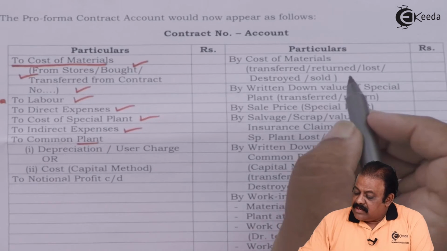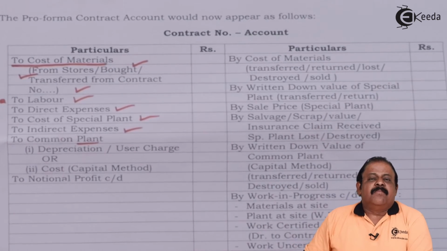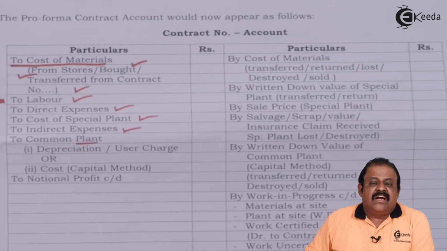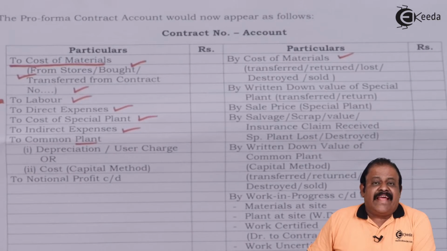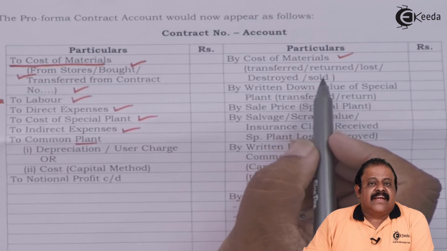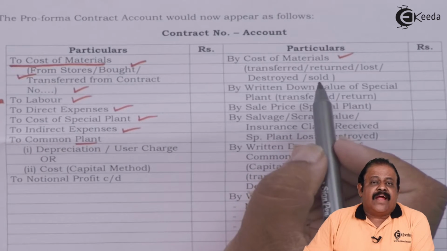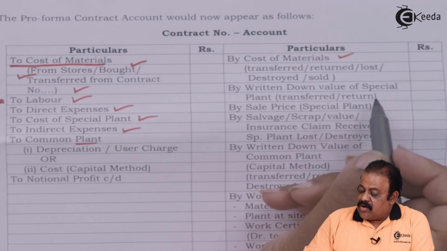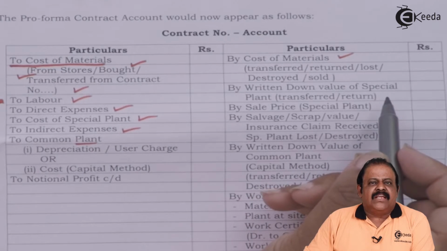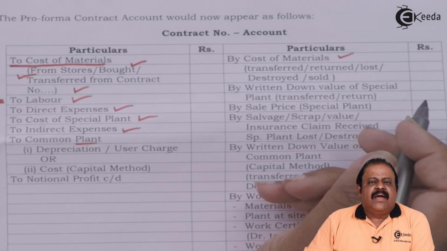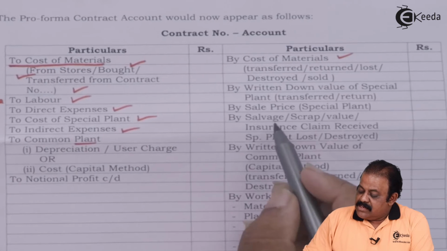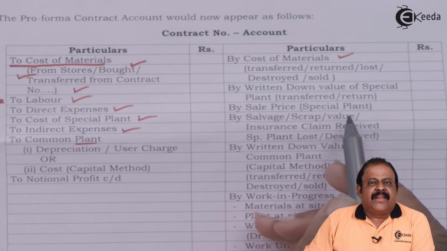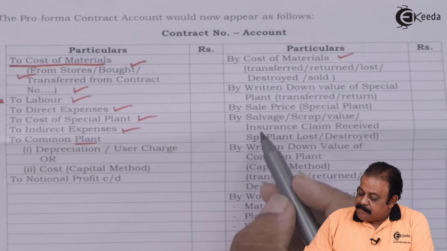Then on credit side, we'll have any material which is transferred to any other site or returned to warehouse, or it is lost or destroyed in accident, that will be recorded on credit side because it is not used for that particular contract. Similarly, we'll be recording WDV of the plant if we are going by capital method, where opening value will be there on debit side, closing value will appear on credit side. If any plant is sold, selling price will be recorded on credit side. If there is any profit or loss, it will be transferred to profit and loss account.